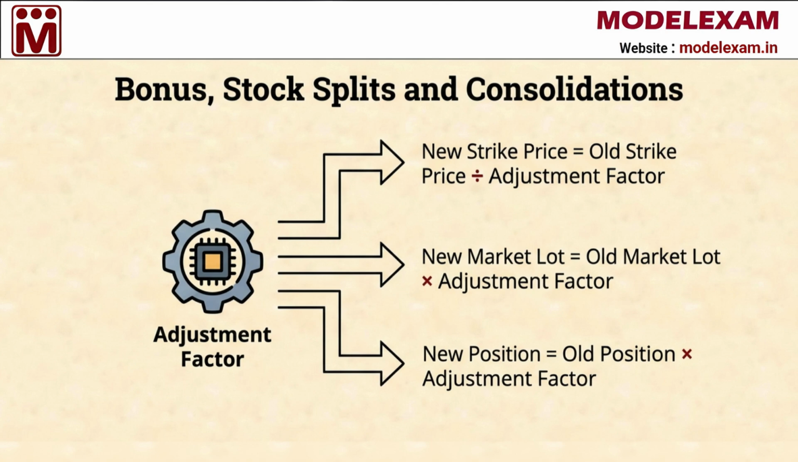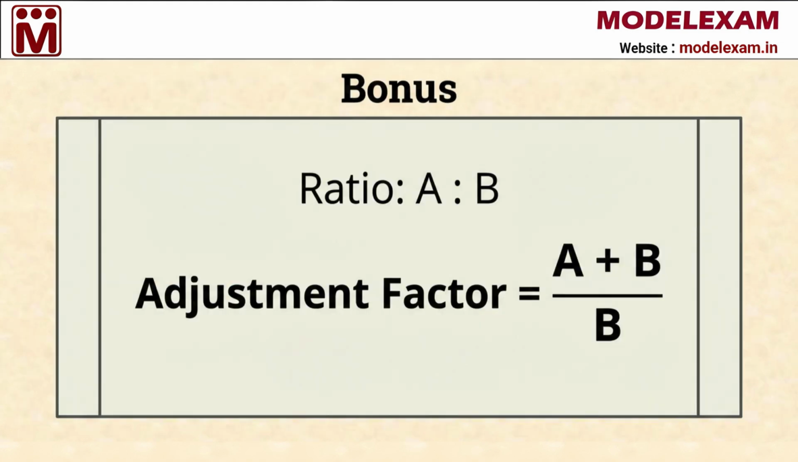For actions like bonus issues, stock splits, and consolidations, we use something called an adjustment factor to update our contracts. To find your new strike price, we take the old strike price and divide it by this adjustment factor. For your market lot and total position, we do the opposite by taking the old values and multiplying them by the adjustment factor. Let us look at how we find this factor for a bonus issue.